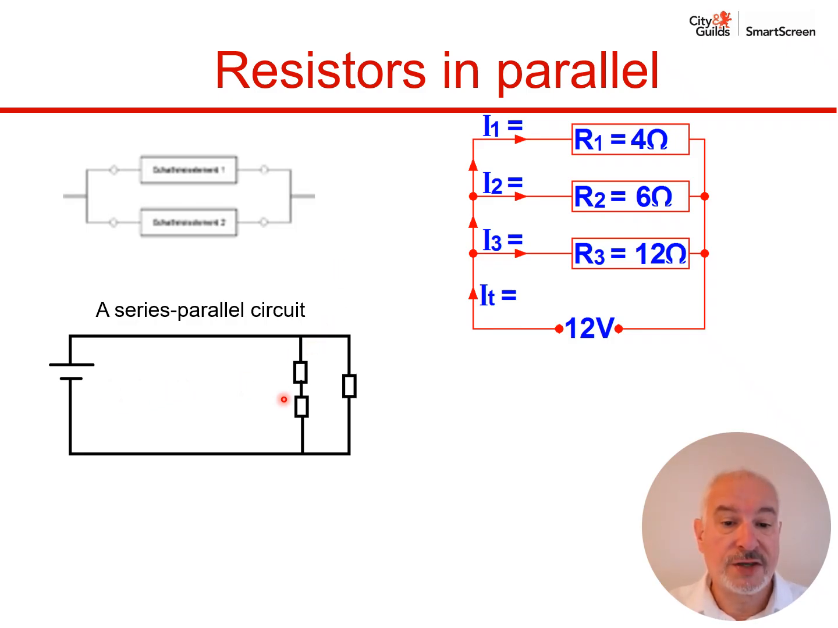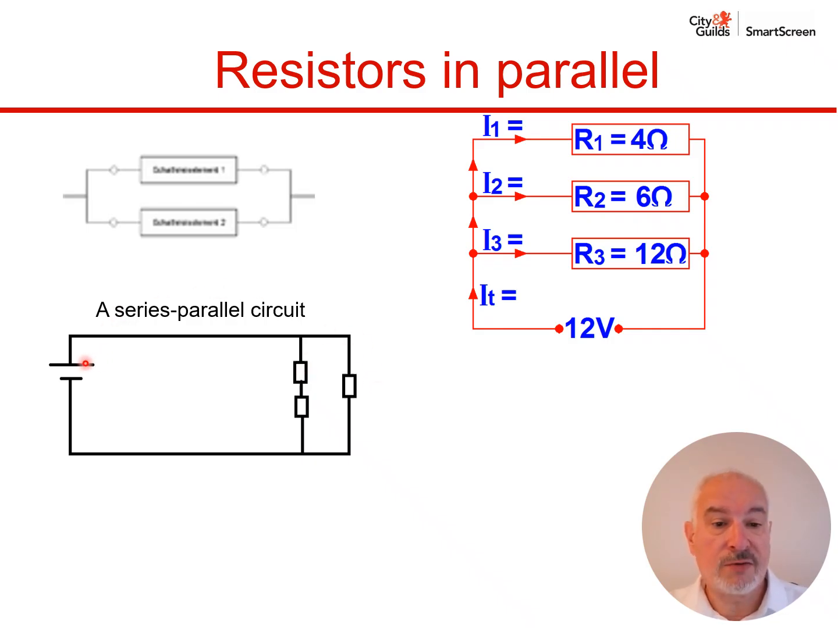It is that these two resistors here are in series with each other, so one after the other. So any current flowing through this part of the circuit has to flow through one resistor, and it has to flow through the other resistor. It's the same current. But these two resistors together are in parallel to this third resistor.